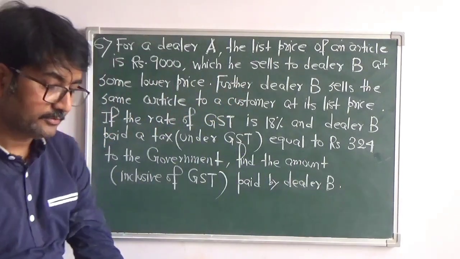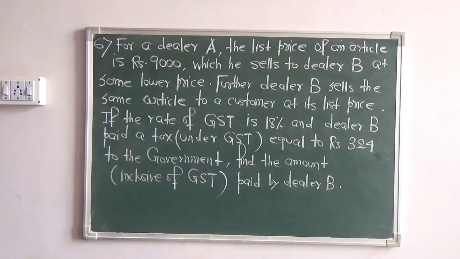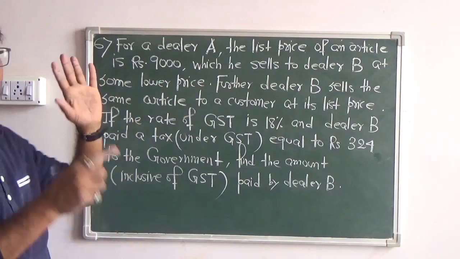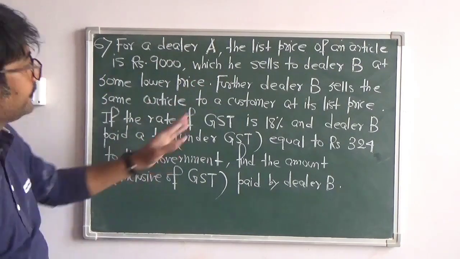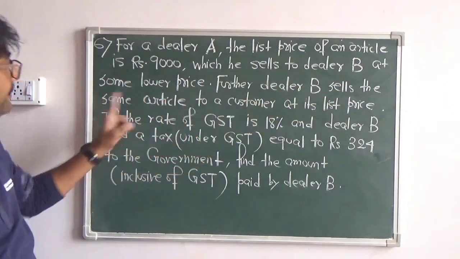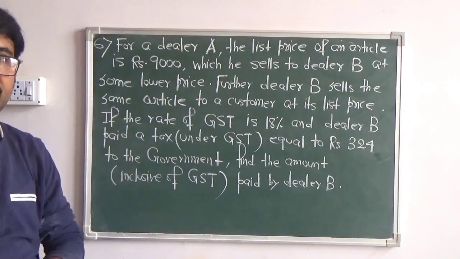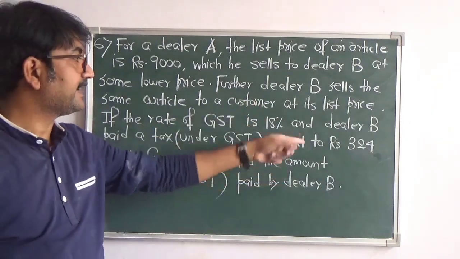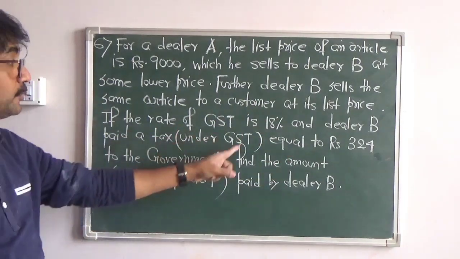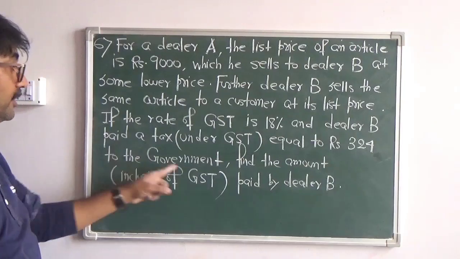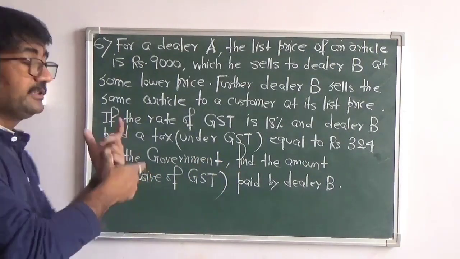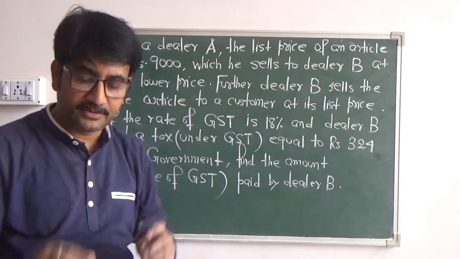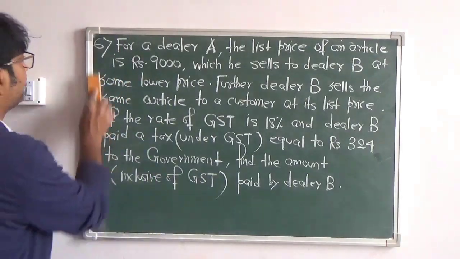So here is the question now. For a dealer A, the list price of an article is rupees 9,000, which he sells to a dealer B at some lower price, lower than 9,000. Further, dealer B sells the same article to a customer at its list price. List price is 9,000. Now, if the rate of GST is 18% and dealer B paid a tax equal to rupees 324 to the government, find the amount inclusive of tax paid by dealer B. So, hope you understood the question. Now, let us proceed to solve it.